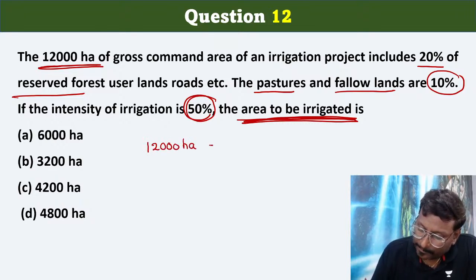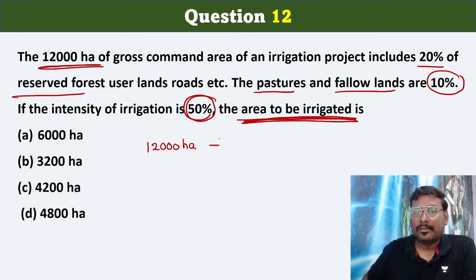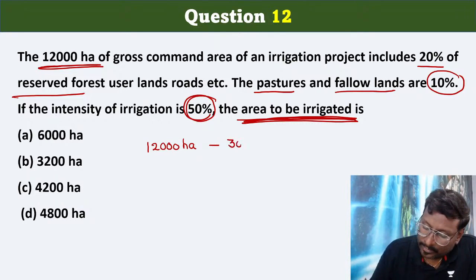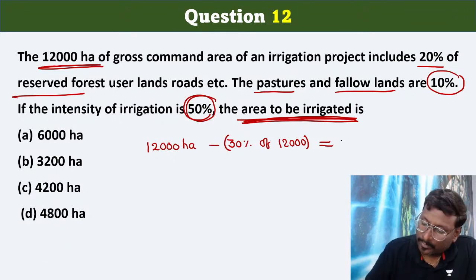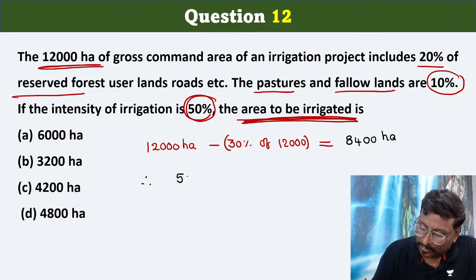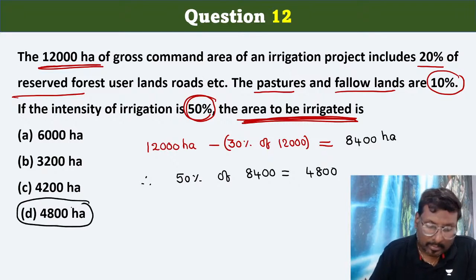12,000 hectares minus 30% of 12,000. Pastures and fallow lands, reserve forest, you have to neglect. So 8400, in that 50%. 50% of 8400 is 4800. Got it?